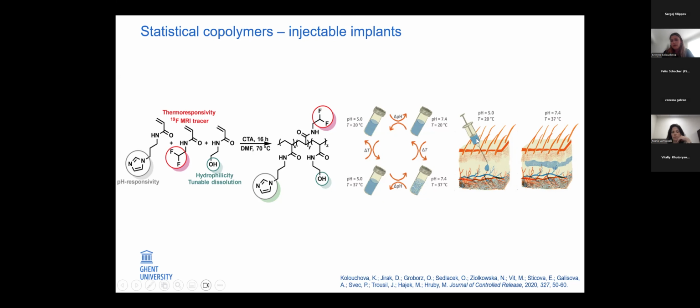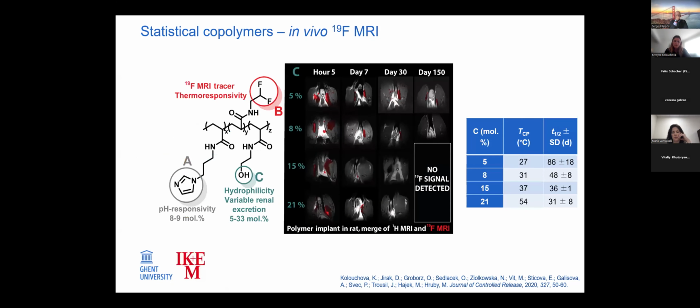So you can inject it at the lower pH in the body, and then when the material is buffered to pH 7.4, you should obtain a precipitated polymeric depot. We also integrated this hydrophilic monomer in order to be able to adjust the water solubility of the polymers, and the idea was that the more of the hydrophilic monomer we add, the faster these polymers will be dissolved from the place where they were injected. And this is actually something which works.